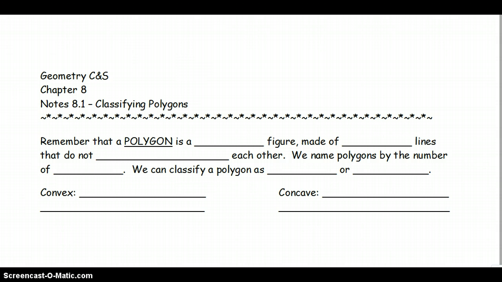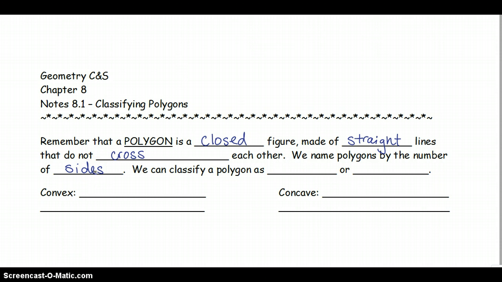Alright, so let's start 8.1. Remember that a polygon, we talked about polygons way back. A polygon is a closed figure made of straight lines. So just kind of fill this in as I go through it. Straight lines that do not cross each other. We name polygons by the number of sides.